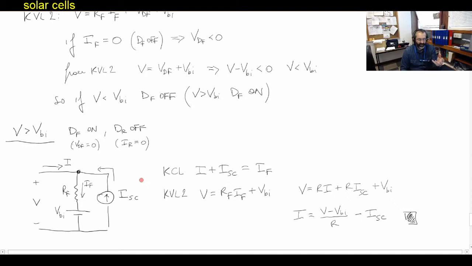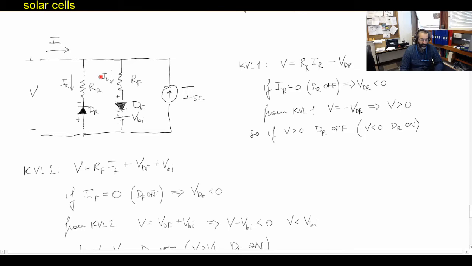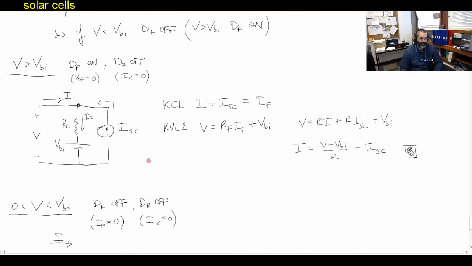So we can redraw the circuit. If DR is off, this branch is an open circuit, so it doesn't play any role. And so we can redraw the circuit. DF is on, so it can be replaced by a short circuit. And so we can redraw the circuit in this way.